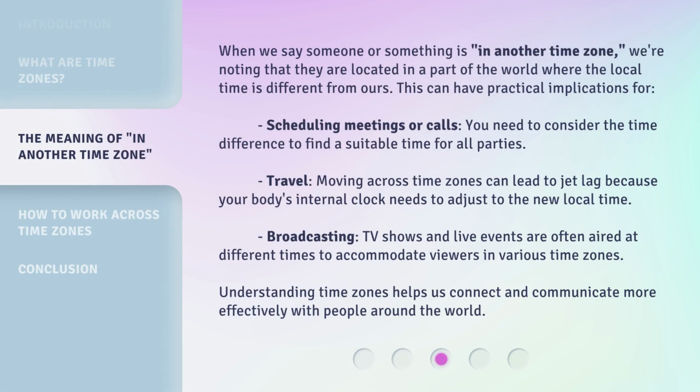When we say someone or something is in another time zone, we're noting that they are located in a part of the world where the local time is different from ours. This can have practical implications for scheduling meetings or calls. You need to consider the time difference to find a suitable time for all parties.